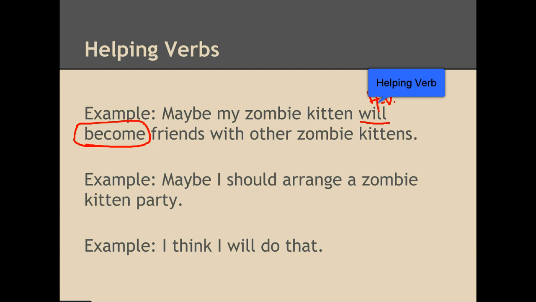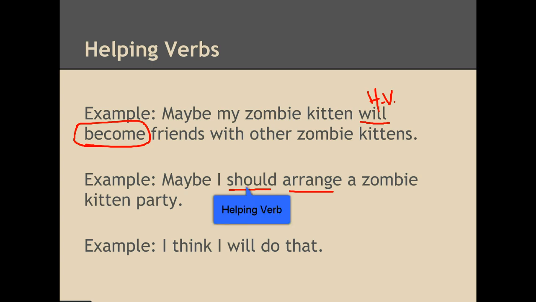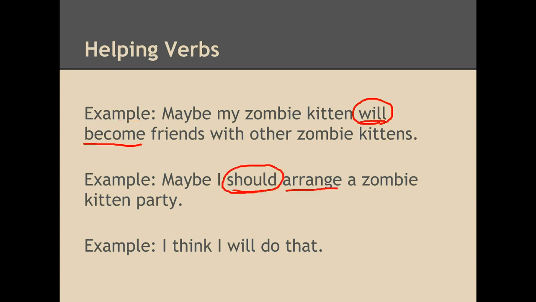Our second example reads like this. Maybe I should arrange a zombie kitten party. We have two verbs here, should and arrange. Arrange is an action verb, so that makes should a helping verb. Oh, that was terrible.